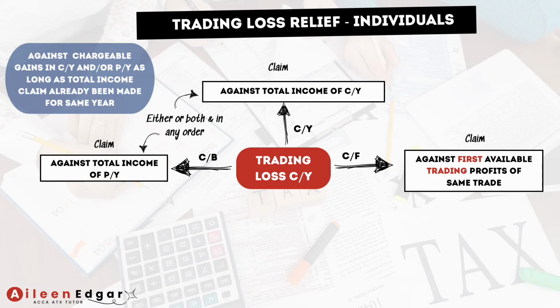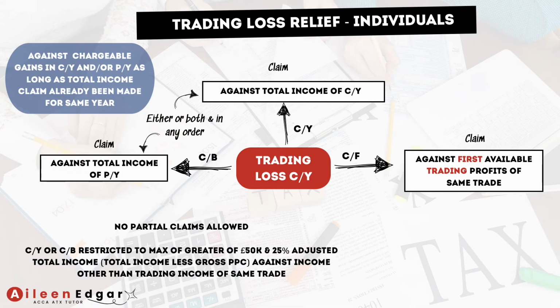So if we want to use our trading loss against chargeable gains we've made in the prior year, first of all, we would have to use up our trading loss, if possible, in that same prior year against total income first. And if there's anything left over, use it against chargeable gains. Same with the current year. If we wanted to set our trading loss off against chargeable gains in the current year, we'd have to first of all see if we can make a total income claim, if we've got some other income in the same year that we could set it off against.